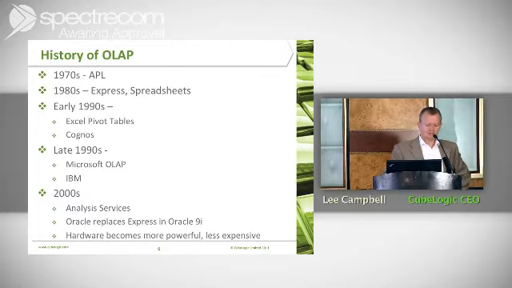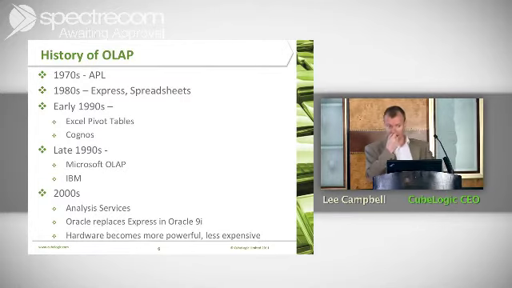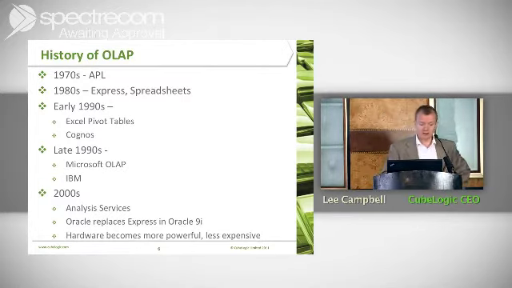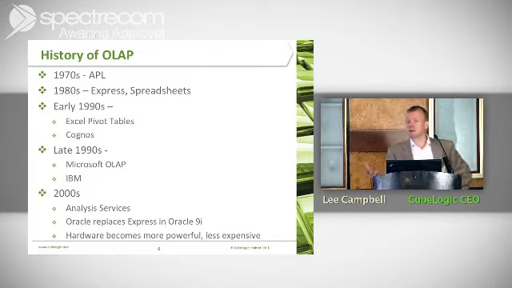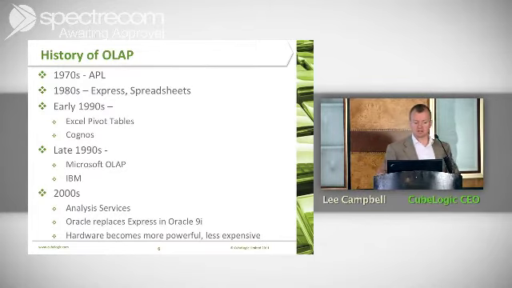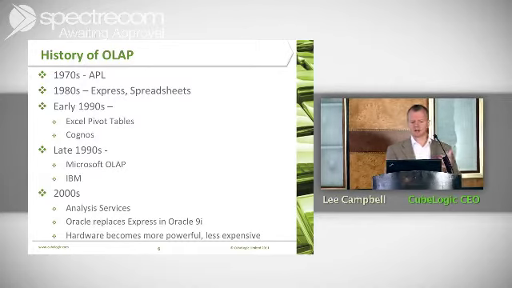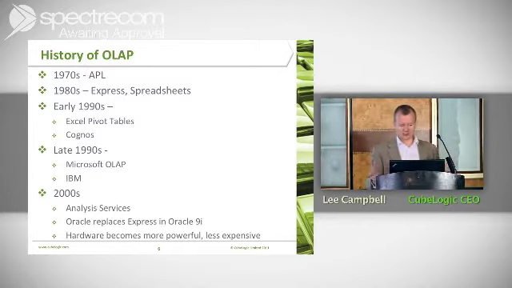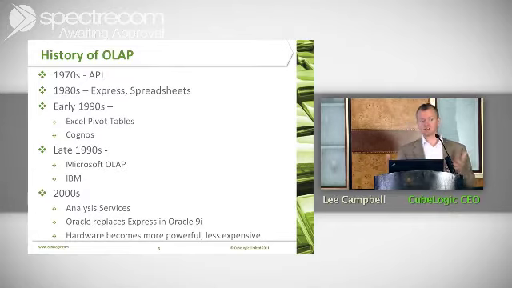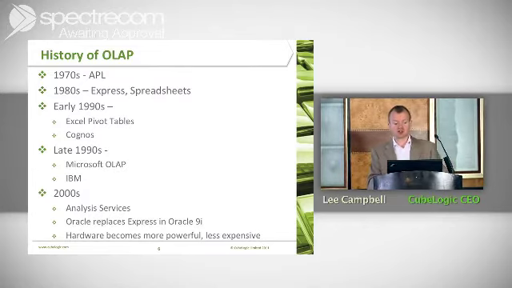And OLAP as a technology, or cube technology, is not actually new. It kind of started back in the 70s with a language called APL. So that was the first kind of multi-dimensional language, if you like. So that's 40 years ago. I mean, the 80s is where it became a bit more productized. You had spreadsheets. In a way, a spreadsheet is an early kind of version of a cube.